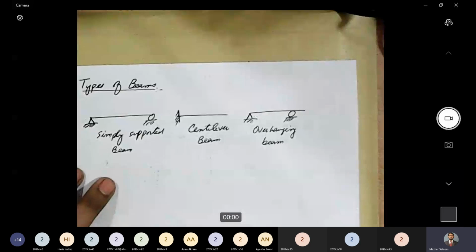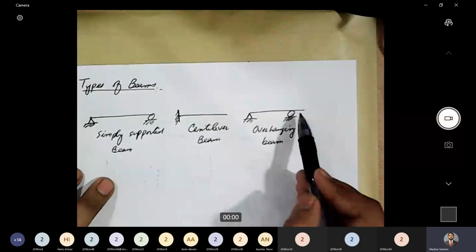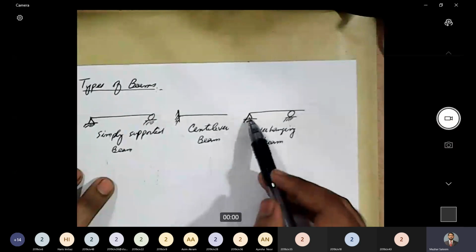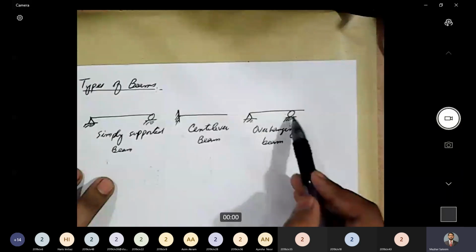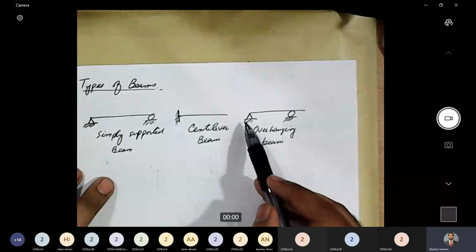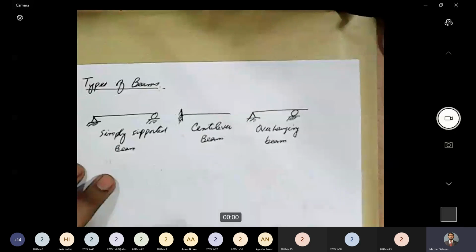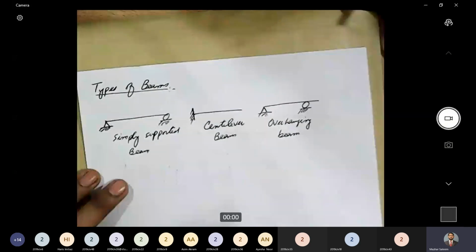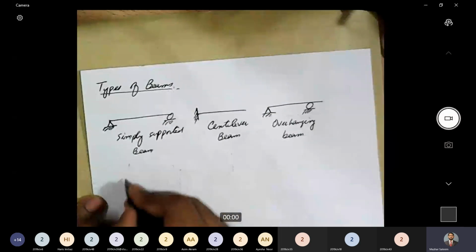But technically, analysis-wise, the procedure is exactly the same to incorporate one overhang or two overhangs. If it's on this side, we will consider the resulting moment on this side. If it's on the other side, we will consider the moment on the other side as well. When we go into the analysis, we will see what difference it makes. So: simply supported beam, cantilever beam, and overhanging beam.